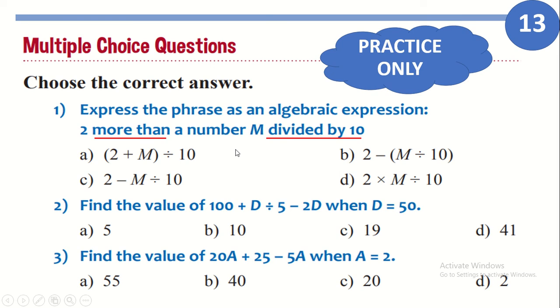You add first and then divided by 10. Look at here. All is divided by 10, but you add first. The answer is letter A, 2 plus m. You add first. The same as the other exercise now. More than, you add and then divided by 10. Look at here. All divided by 10.